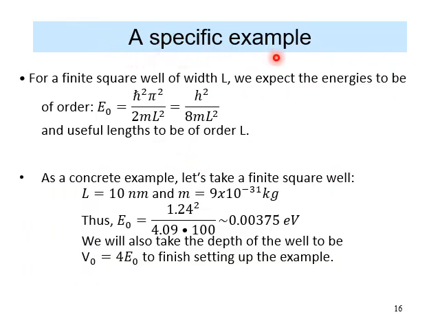A specific example here would be this one, to give you an idea of the scaling. If we have a finite square well of width L, then we expect the energies for that well to be of order h bar squared pi squared over 2mL squared. And so that would be a good energy to do our scaling on. This is the energy that we would calculate as the ground state for an infinite square well.